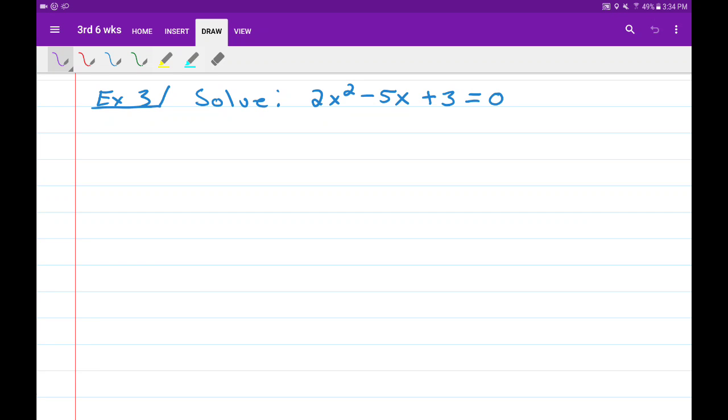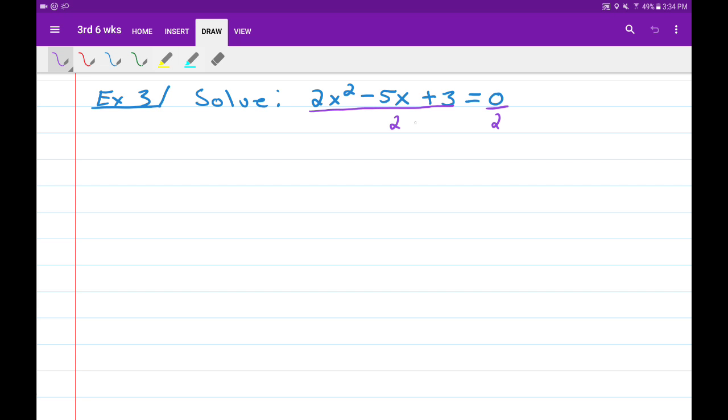All right, so example 3 is a little different because we have an a coefficient that's a 2, and we can't complete the square unless a is equal to 1. So what we've got to do is divide both sides of the equation, divide everything by 2. So I'm going to do just that. And this tends to scare some students because we're going to end up with some fractions, but as long as we follow our steps, we'll be just fine.